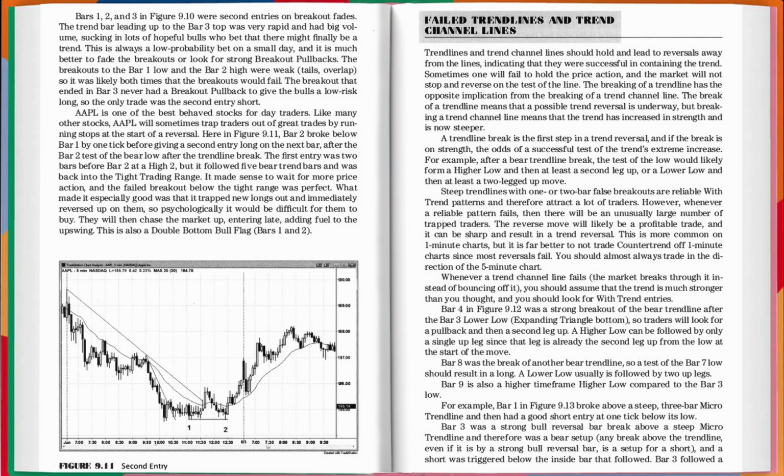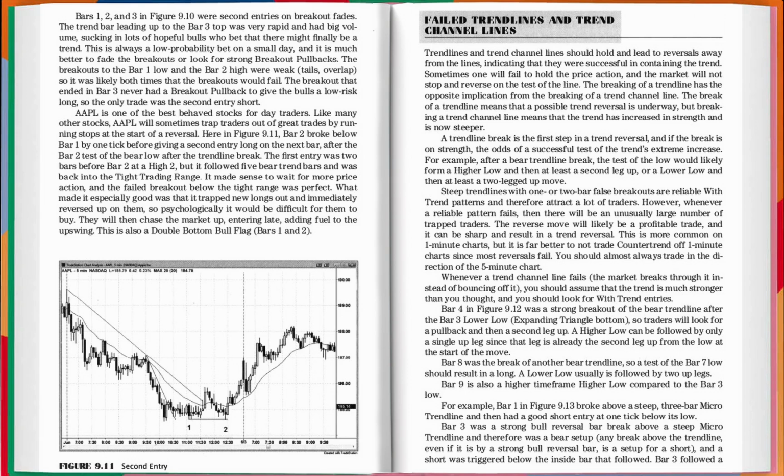Bar 4 in figure 9.12 was a strong breakout of the bear trend line after the bar 3 lower low expanding triangle bottom, so traders will look for a pullback and then a second leg up. A higher low can be followed by only a single up leg since that leg is already the second leg up from the low at the start of the move. Bar 8 was the break of another bear trend line, so a test of the bar 7 low should result in a long. A lower low usually is followed by 2 up legs. Bar 9 is also a higher time frame higher low compared to the bar 3 low.